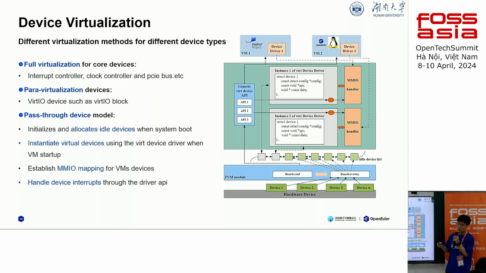And when the VM wants to access the device, ZVM will establish an MMIO map for each VM, so it can directly access the hardware and does not need to trap or use other mechanisms. And then for interrupt management, ZVM handles the device interrupt through the driver's API and can redirect the device interrupt to the VM.